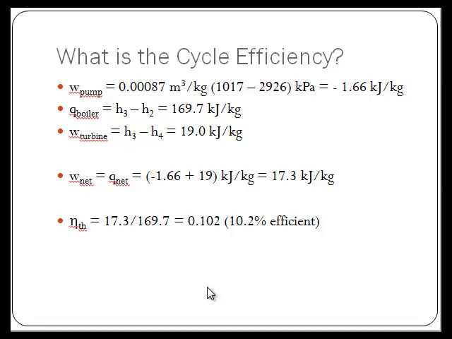Now in future lessons, we'll be looking at whether or not that's a reasonable value, how I can improve it, what other kinds of things could I do with the equipment to maybe make this a better system, and are there any operational issues I need to be aware of. So that concludes this lesson.